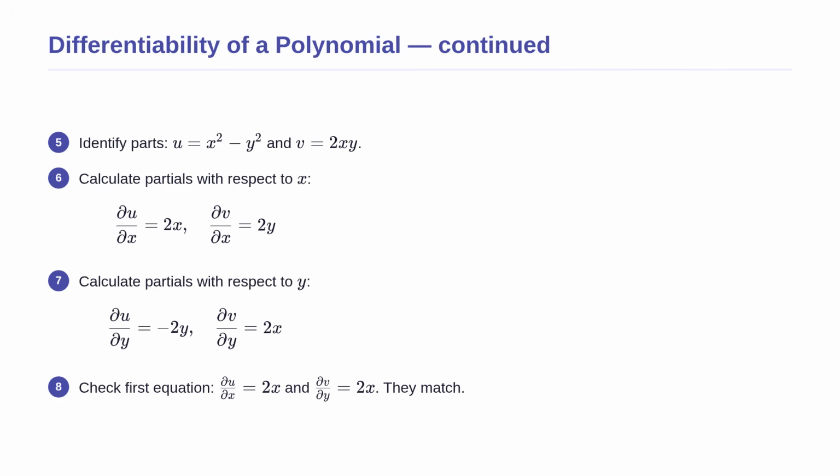Continuing with our separated functions, we now calculate the 4 partial derivatives to check our conditions. We check how the real part u changes with respect to x, giving 2x. The imaginary part v changing with respect to y also gives 2x. These match perfectly. Next, we check u with respect to y, giving -2y, and v with respect to x gives +2y. The first is the exact negative of the second, which is exactly what the second Cauchy-Riemann equation requires.